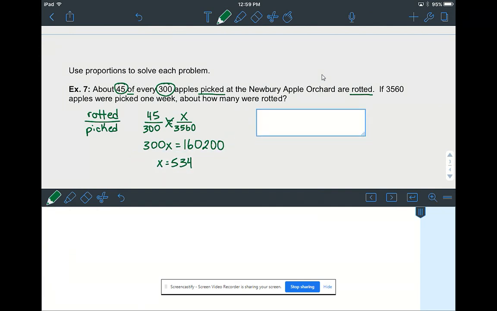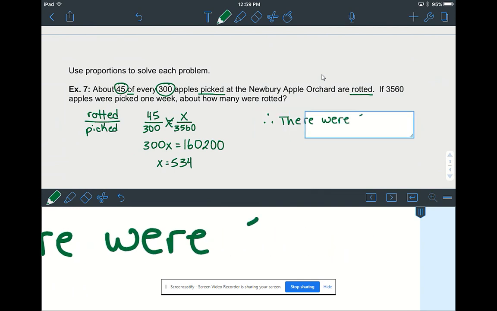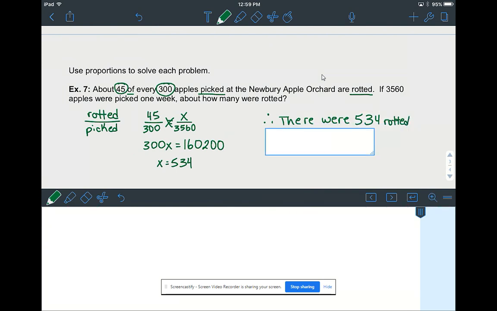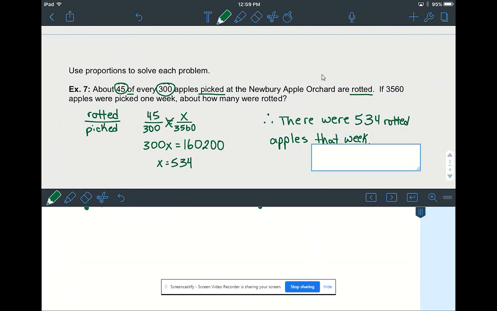So, about how many were rotted? Therefore, there were 534 rotted apples that week. Period. I don't know. I feel like that's an okay amount of rotted apples. I feel like calling an orchard to see how realistic this is. I'm assuming we've got it from a good source, right? Yeah, we're going to assume so.